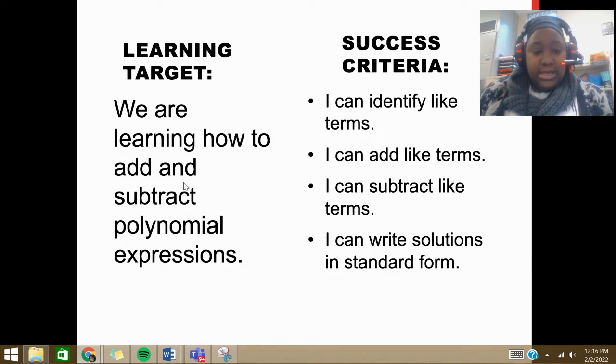We are learning how to add and subtract polynomial expressions. And the success criteria is I can identify like terms, I can add like terms, I can subtract like terms, and I can write solutions in standard form. Guys, go ahead and pause the video at this time. Make sure that you copy down the learning target and success criteria in your open and closing sheet.